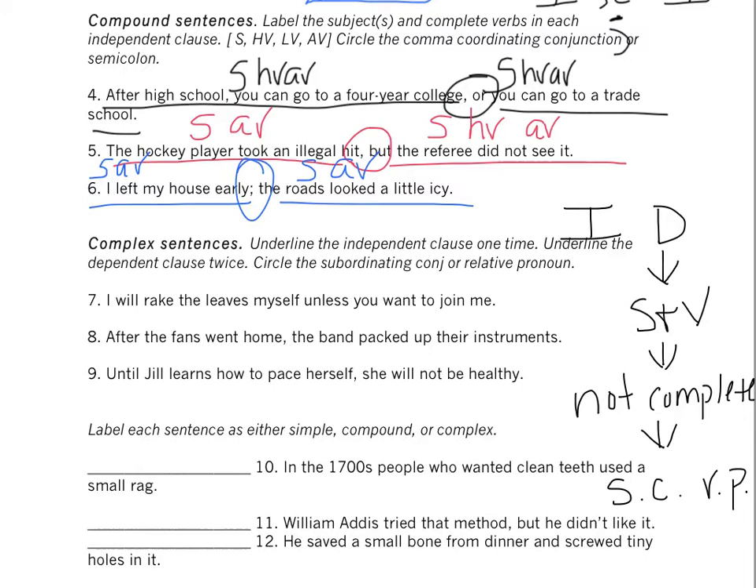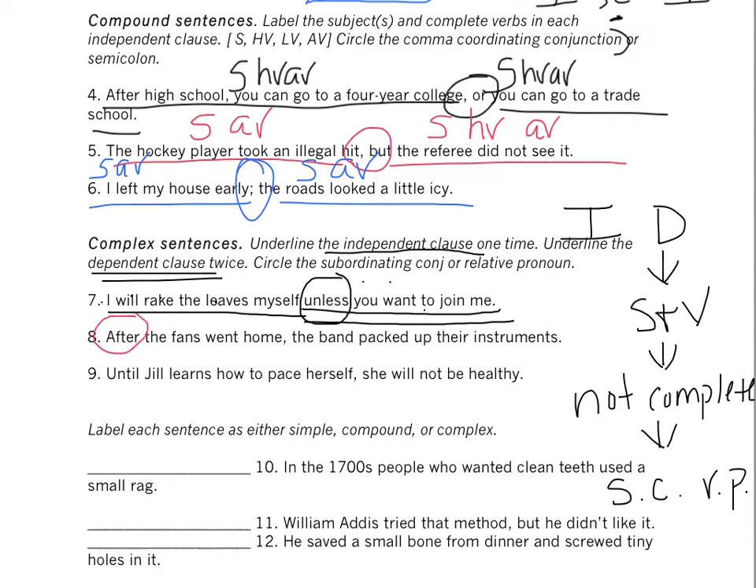So these, we're going to underline the independent clause 1 time and the dependent clause 2 times. So I will rake the leaves myself is an independent clause. It has a subject, I, a verb, will rake, and it's a complete thought. The dependent clause is unless you want to join me, because it has a subject, it has a verb, but it starts with a subordinating conjunction, which makes it an incomplete thought. These two clauses together make up a complex sentence.